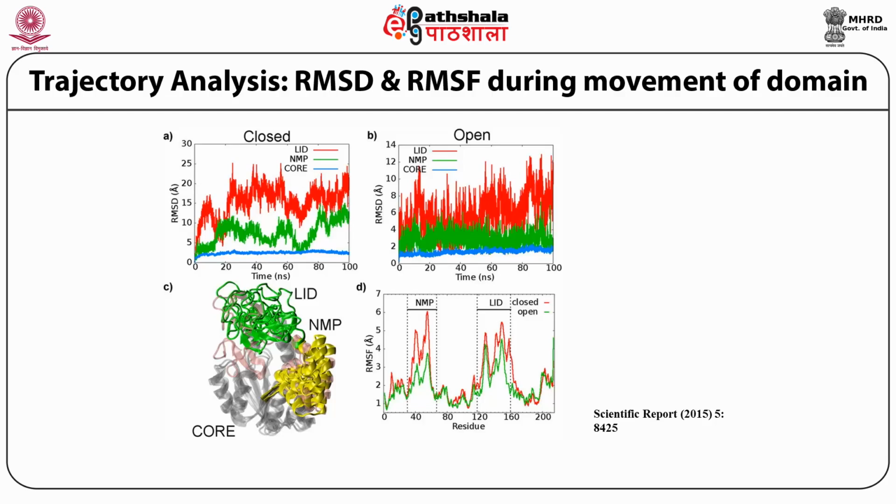In the D plot we can see the root mean square fluctuations of the same MD run, and we can see here that the residues between 40 to 70 and residues between 120 to 160 are showing more fluctuations. Those correspond to the nucleoside binding domain and lead domain, which are the more flexible or movable domains in kinases.